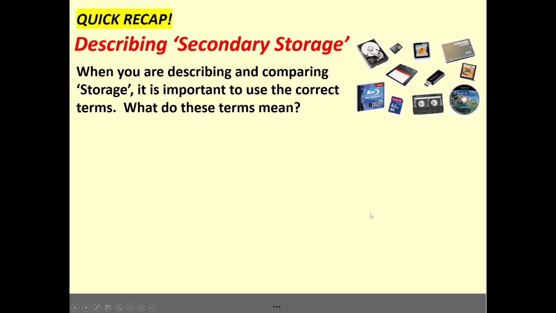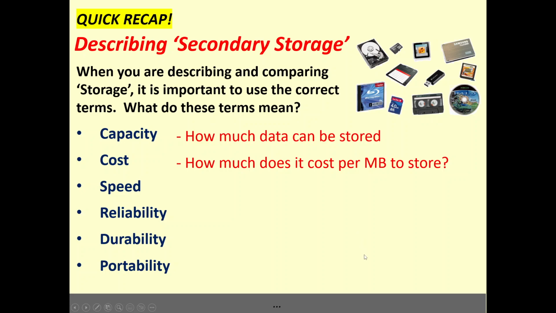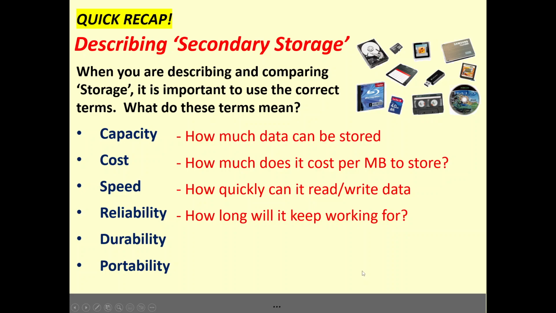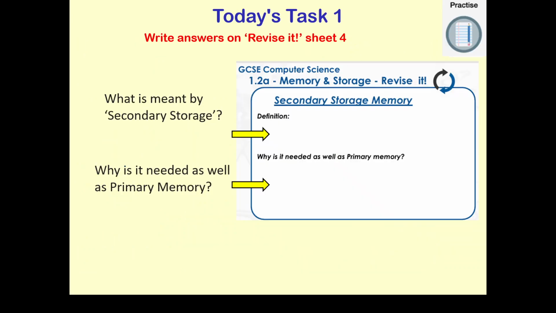Okay, remember when you're talking about secondary storage in particular, use the key words that we talked about last time. Capacity, cost, speed, reliability, durability, portability. Capacity, how much data can be stored. Cost, how much does it cost per megabyte or gigabyte. The speed, how quickly can it read or write data. Reliability, how long will it keep working for. Durability, how tough or resistant or fragile is it. And portability, how easy is the storage to transport. Use those keywords when you're describing and talking about secondary storage in particular.